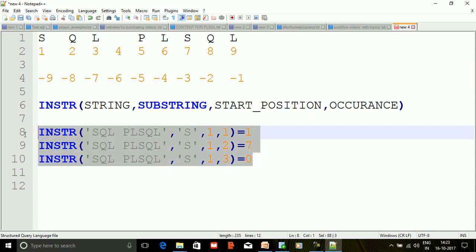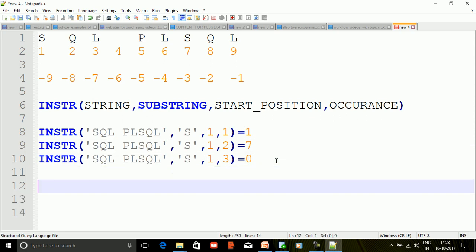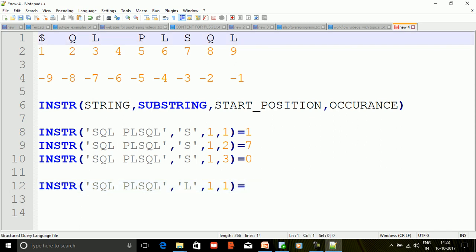Similarly, let us go for another example in the same string. I want to find out the occurrence of the L from the first position and first occurrence. Let us start here. It will start from 1. You have mentioned here the start position is 1, right? So it will check from here.